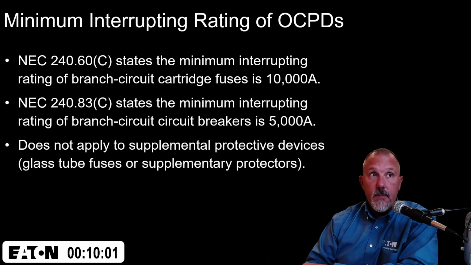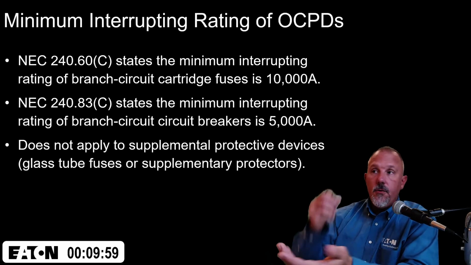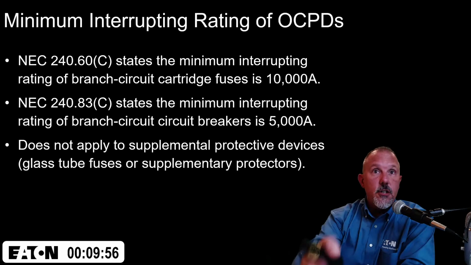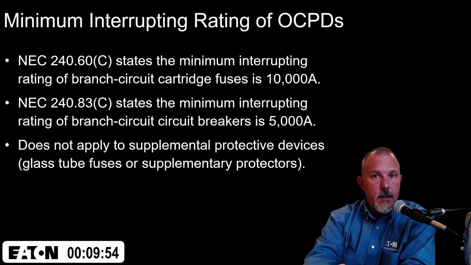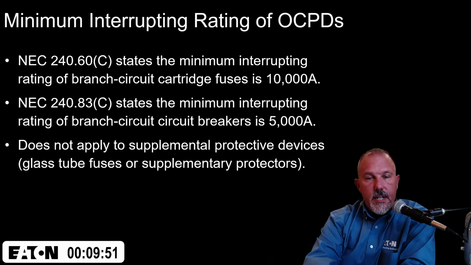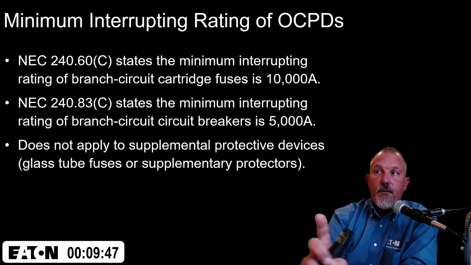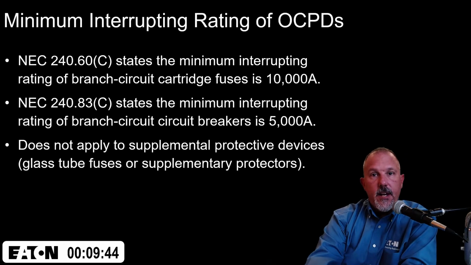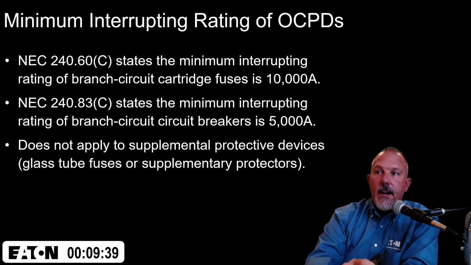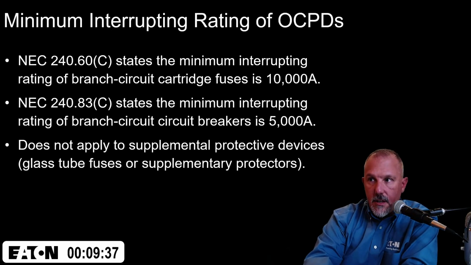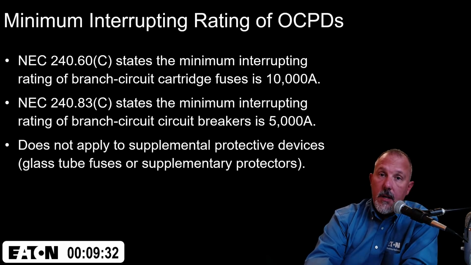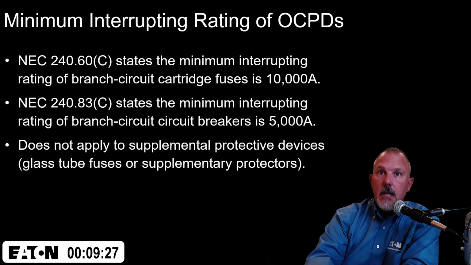So at minimum, if you're not sure, you have an overcurrent device, you have a circuit breaker that's not marked with an interrupting rating, what the National Electrical Code tells us in 240.60(C) for fuses is that the minimum interrupting rating for a fuse is 10,000 amps. In 240.83(C), the minimum interrupting rating of a circuit breaker is 5,000 amps. So if it's not marked, that's the minimum interrupting rating that you must assume on those overcurrent protective devices.